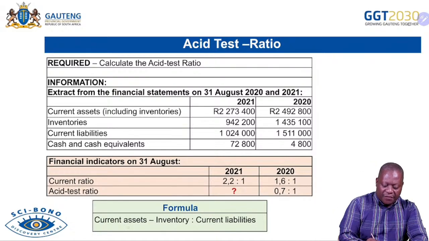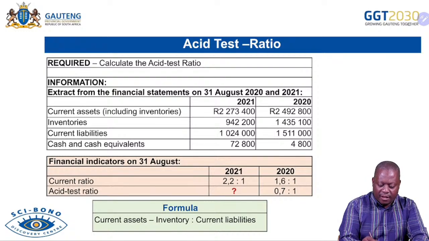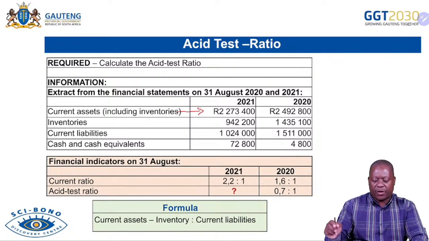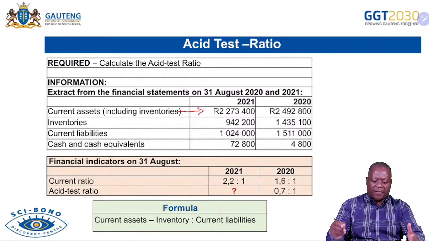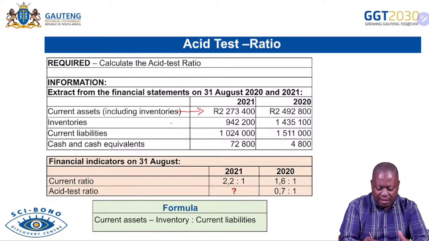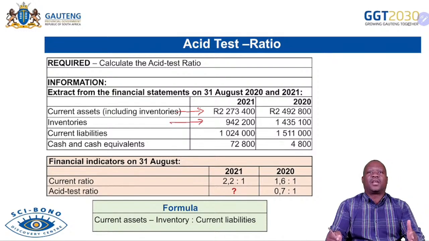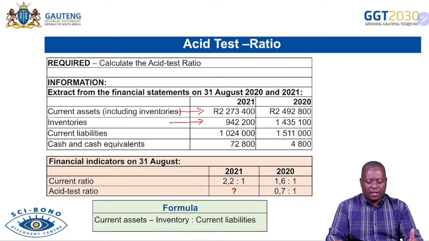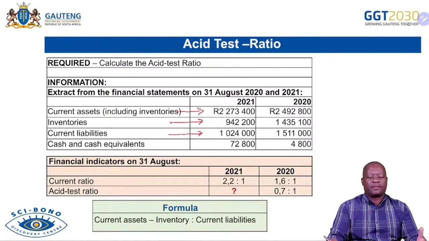We need to identify first current assets. Let's check. There we are. Our figure for current assets is given. What else do we need to identify? Inventories. There we are. Our figure for inventories is given. We also need current liabilities. Our figure for current liabilities is given.